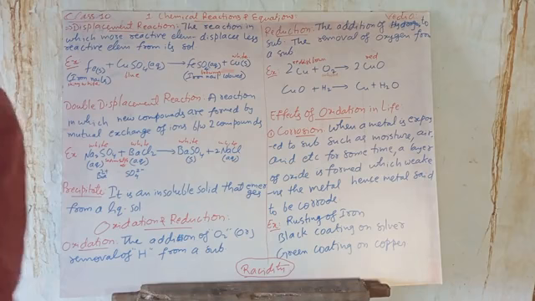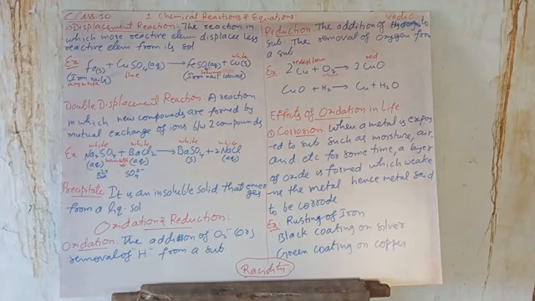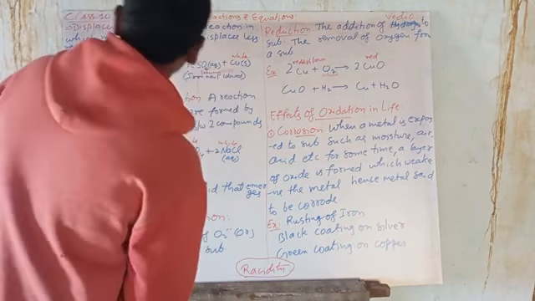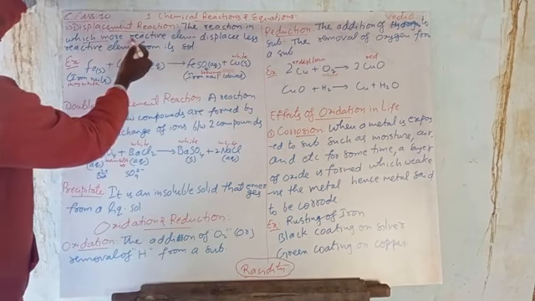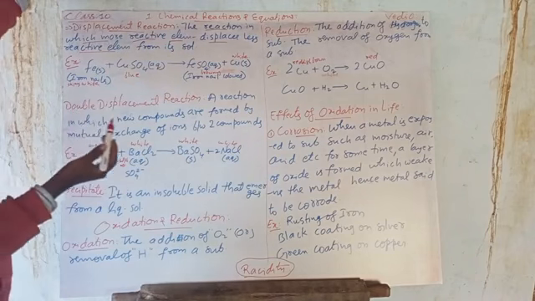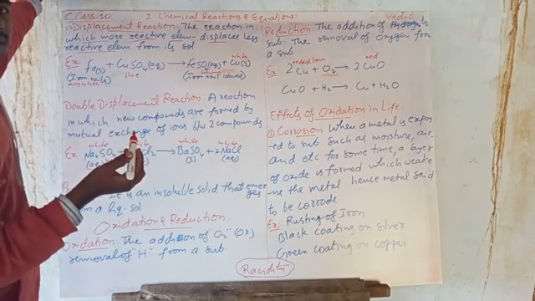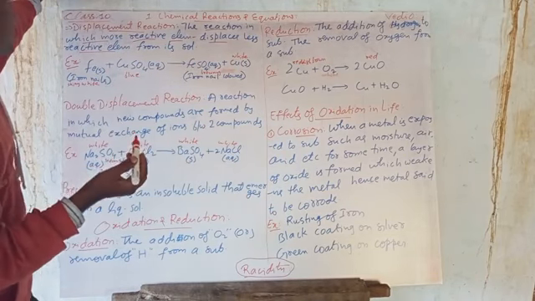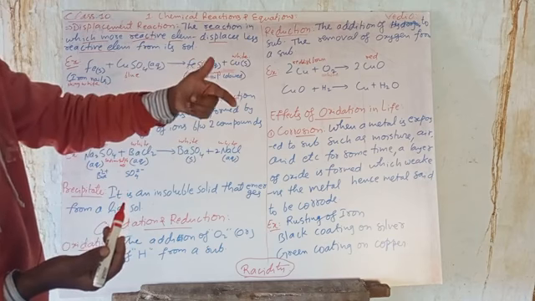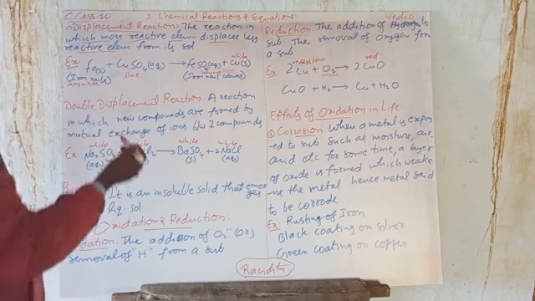Right, look my dear students, today we are looking at displacement reactions: what they are and how many types there are. Very clearly, a displacement reaction is a reaction in which a more reactive element displaces a less reactive element from its solution. How does that happen? Look here.